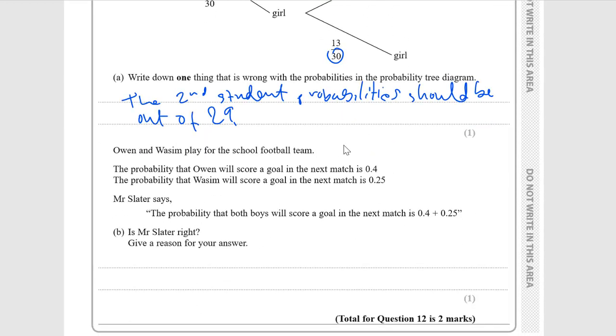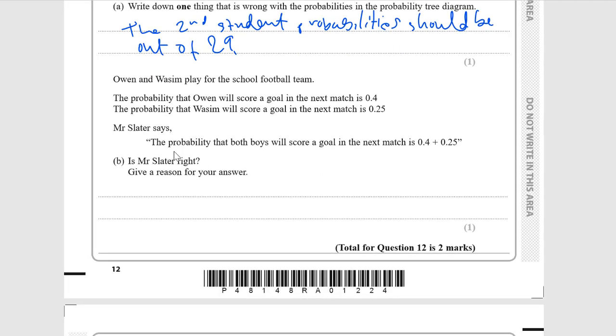So it says Owen and Wasim play for the school football team. The probability that Owen will score a goal in the next match is 0.4, so it's almost half. Probability that Wasim will score a goal in the next match is 0.25, so it's a quarter. So 25%. Mr. Slater says the probability that both boys will score a goal in the next match is 0.4 plus 0.25. Is Mr. Slater right? It says give reasons for your answer.